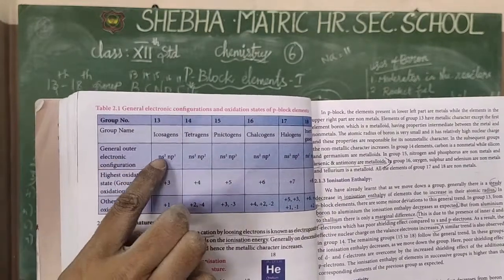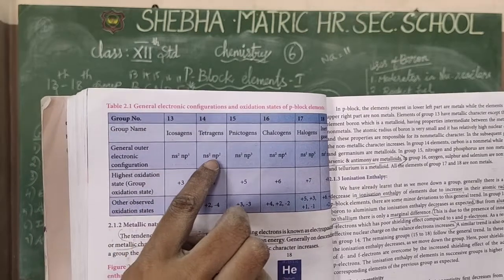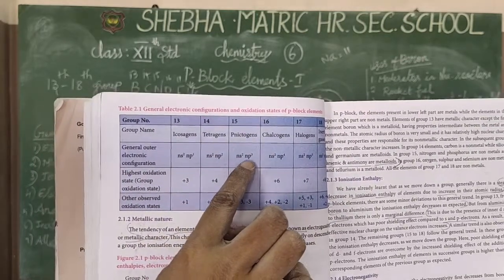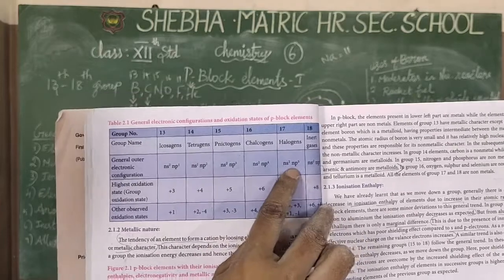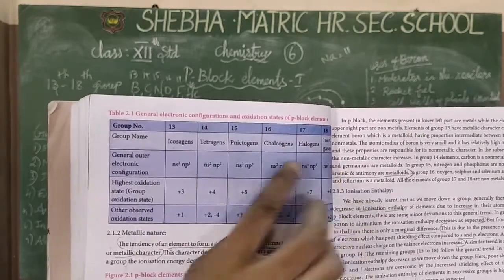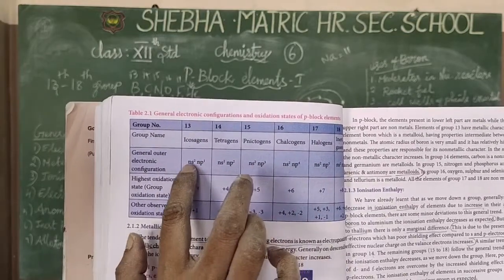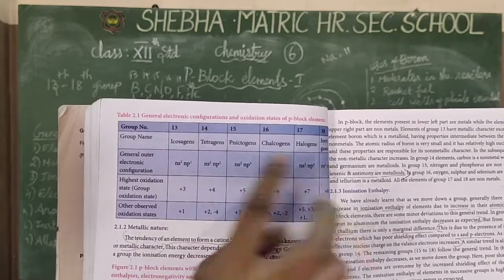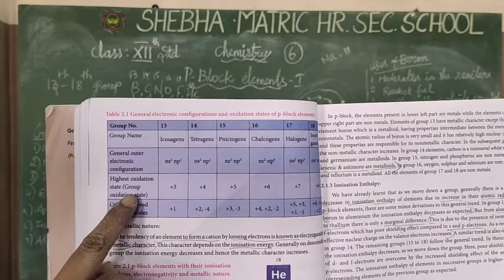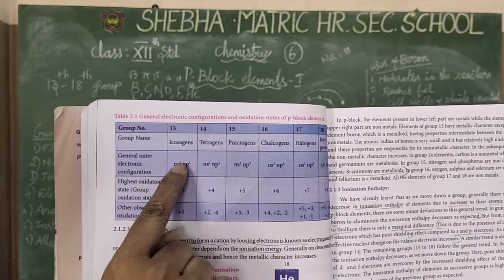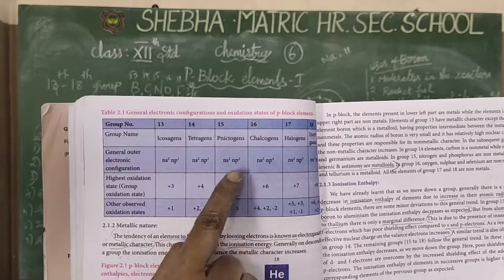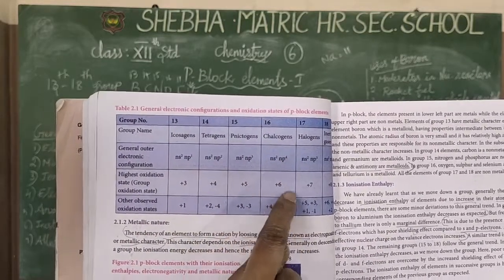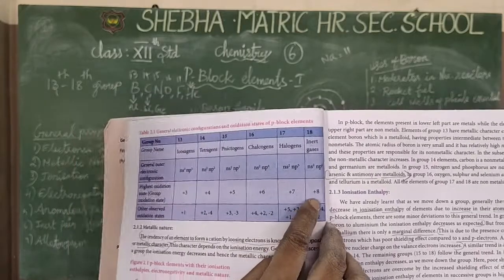In the general formula, ns2np1, then ns2np2, ns2np3, likewise np4 and np5, up to np6. So the general formula we already learned is ns2np1 to 6. Okay, oxidation numbers are +3, +2 and +1, +3, +2, +4, +3, +5. Obviously we can get oxidation numbers up to +8.